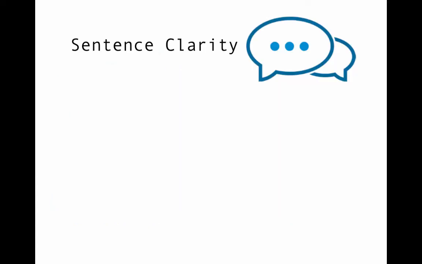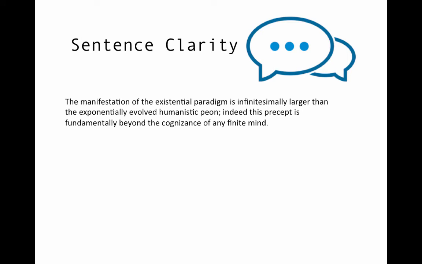So let's look, if we talk about clarity, that first of my five C's. Sentence clarity is important, right? Let's look at this example. The manifestation of the existential paradigm is infinitesimally larger than the exponentially evolved humanistic peon. Indeed, this precept is fundamentally beyond the cognizance of any finite mind.